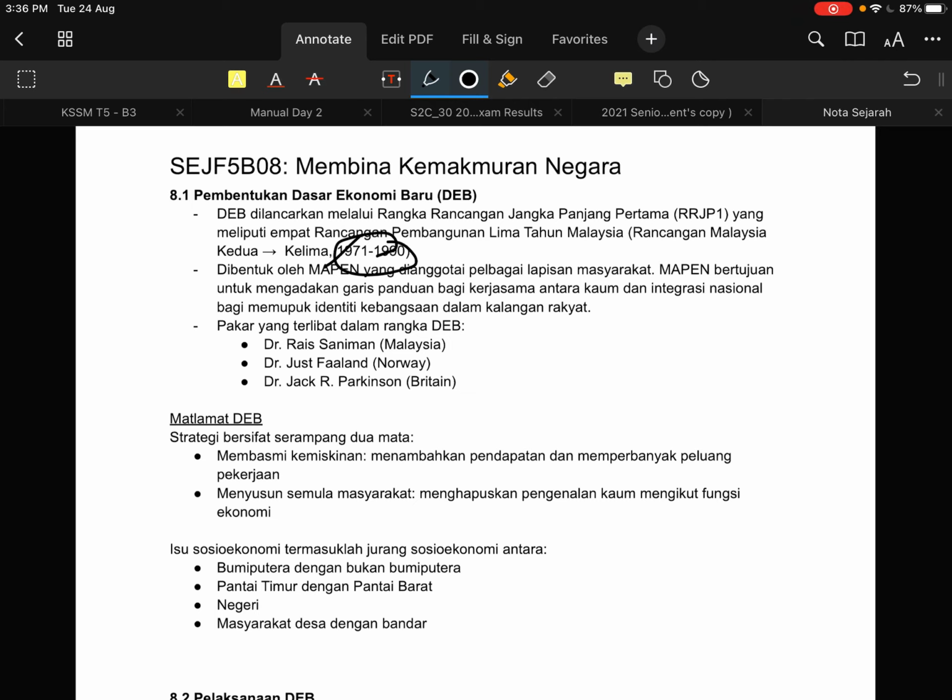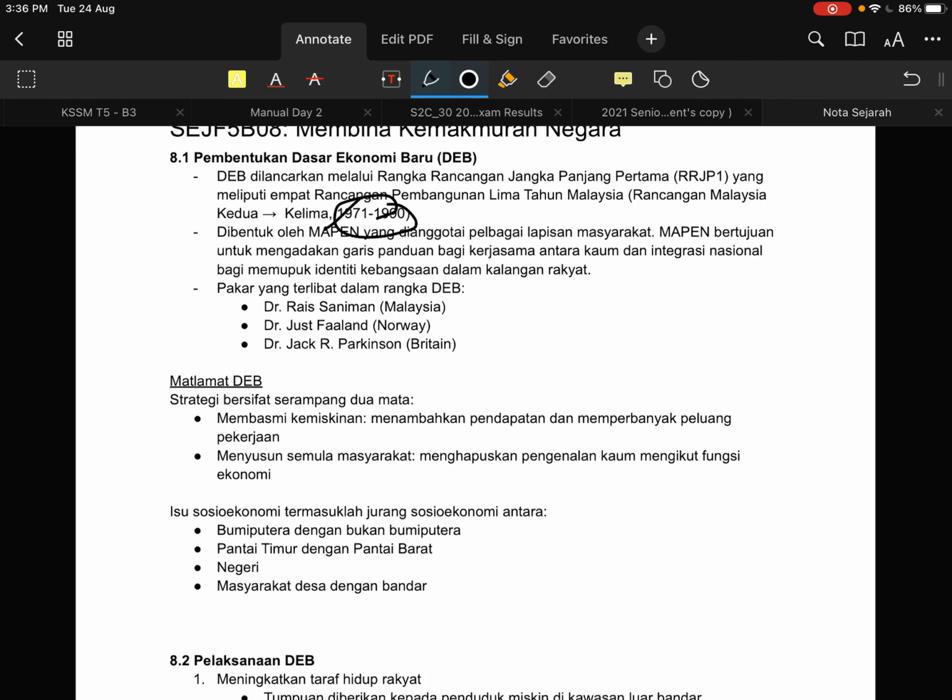And it is done by MAPEN. Remember, I talked about MAPEN before this. They are the ones who set the outline, the guidelines for people to work together and also to promote this integration, integrasi nasional. So, it is to promote this national identity among the people.